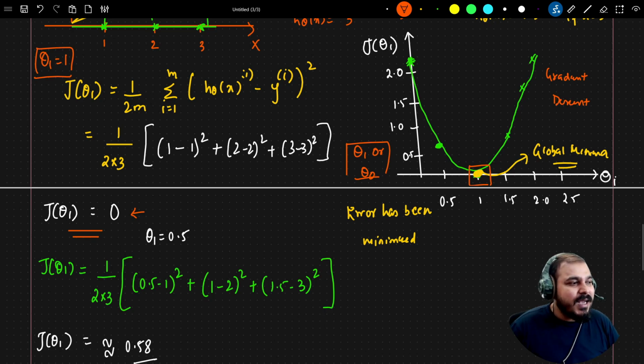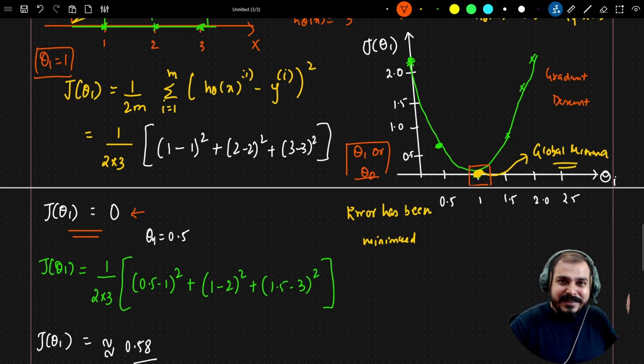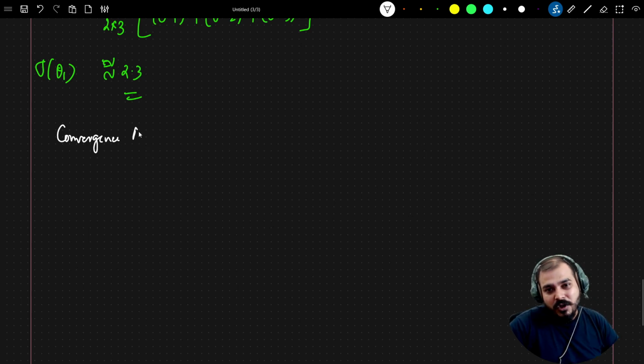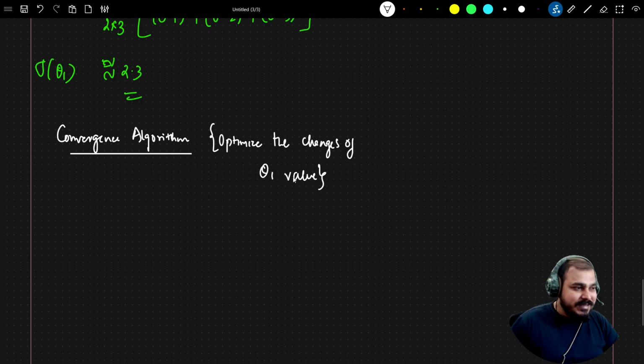So I told you that we will be discussing a convergence algorithm, which will help you initialize one theta1 value, and automatically, based on the gradient descent, it should be able to increase or decrease the theta1 value. So let's understand the convergence algorithm. Over here, I'm just going to mention the convergence algorithm, which is super important for the optimization technique. This convergence algorithm's main aim is to optimize the changes of the theta1 value, which is my slope in this particular problem statement.